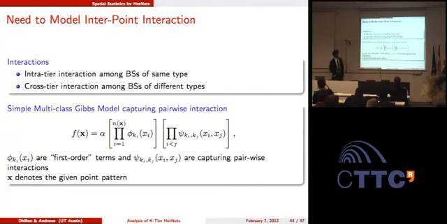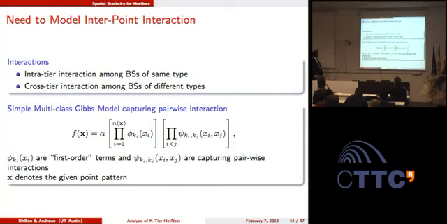So there is a need to model, as was pointed out earlier, interpoint interaction. Can we do that? Now, interactions are of two types. There are intra-tier interactions, among, say, macrocells. Then there are cross-tier interactions, among macrocells, femtocells, and picocells. So we need to model all those.